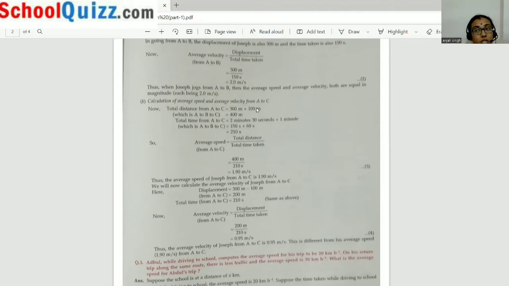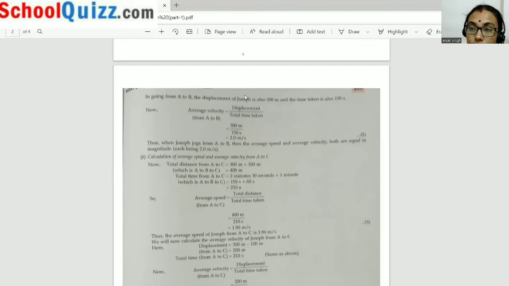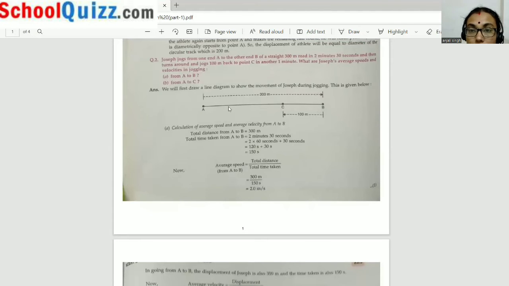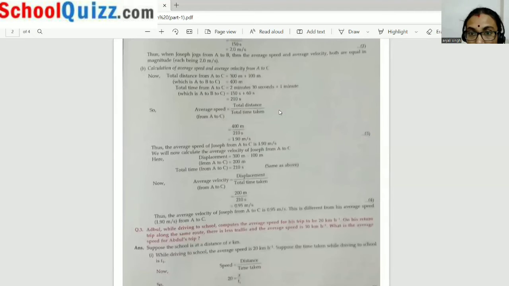Again, the average speed from A to C. Now, Joseph moves from A to C. So what is the meaning of A to C? I'll show it by diagram. A to C means from A to B and B to C in case of distance, which means 300 plus 100. Clear? 300 plus 100, that is 400. Time is 150 seconds plus 60 seconds. That will be 210 seconds.